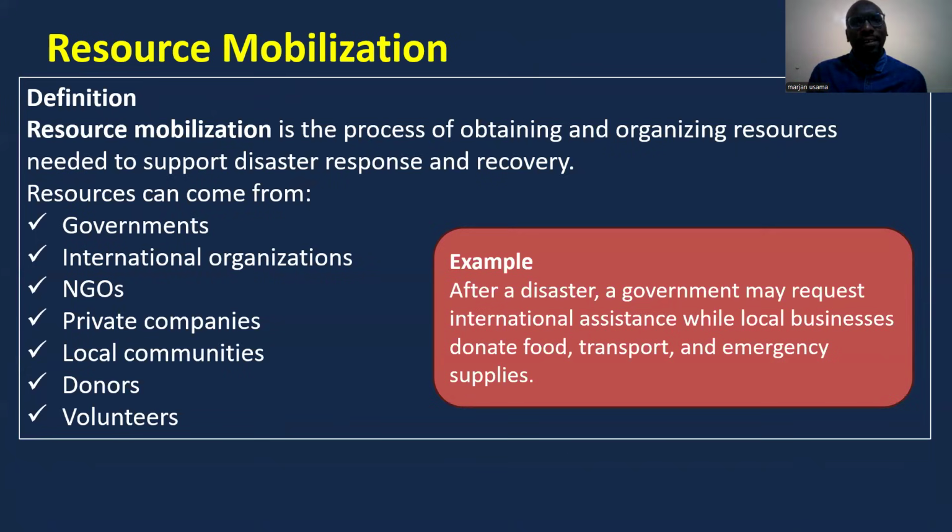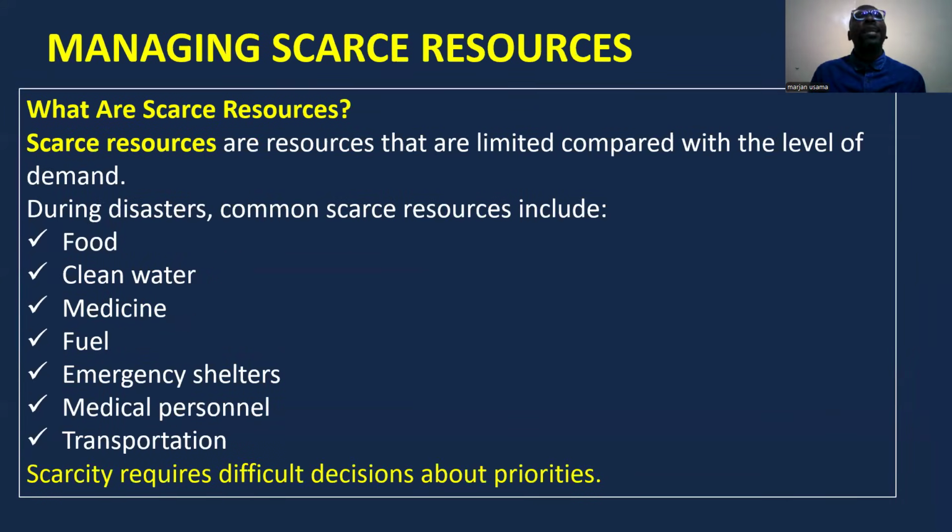Now, resource mobilization is the process of obtaining and organizing resources needed to support. Where do we normally find the resources? So we need to mobilize from government, international organizations, NGOs, private companies, local communities, donors, and volunteers. We need to communicate. We need to ask. We need to ensure that we ask them to help us during the disaster.